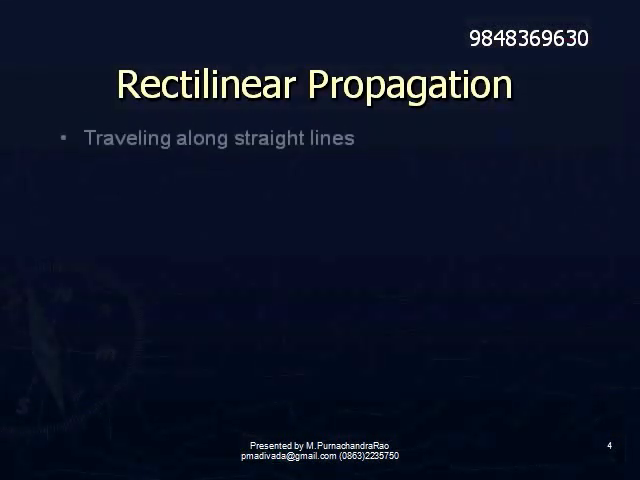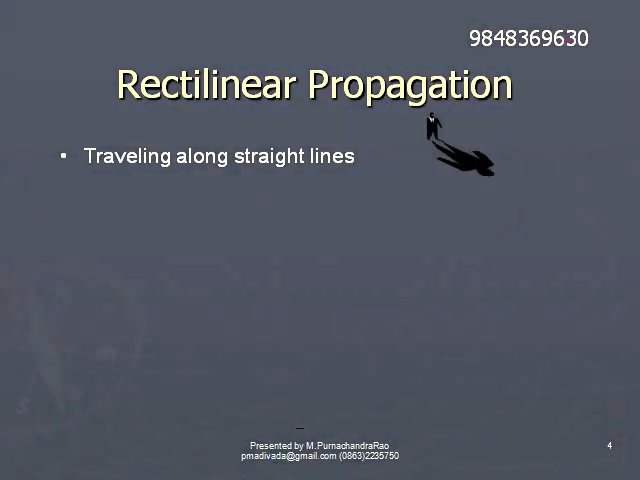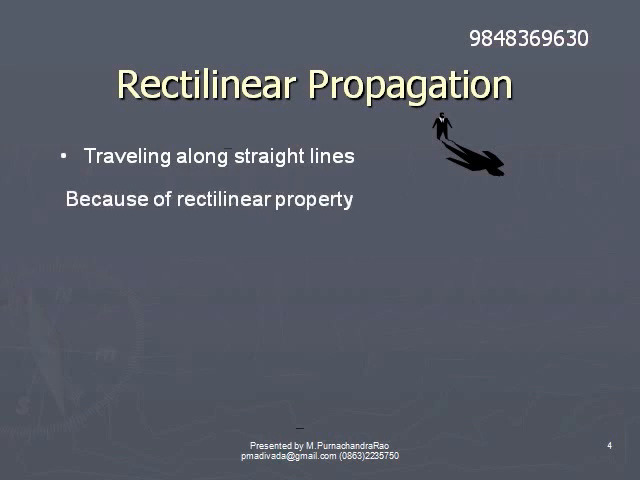Rectilinear propagation of light means that light rays travel along straight lines. Because of this property, sharp shadows are formed. Suppose a man is standing, his shadow is formed. This is possible because of rectilinear propagation.